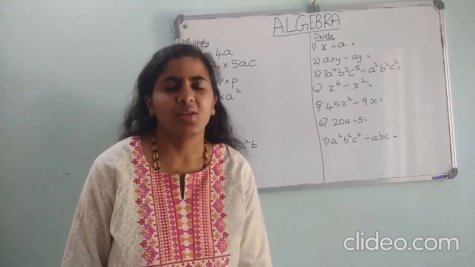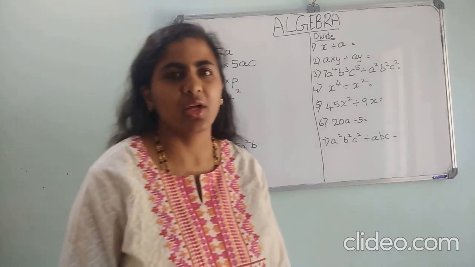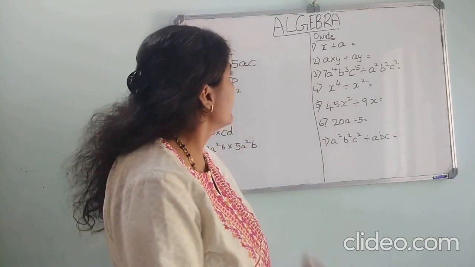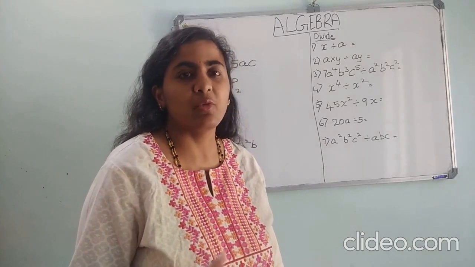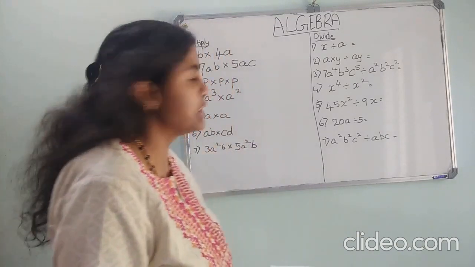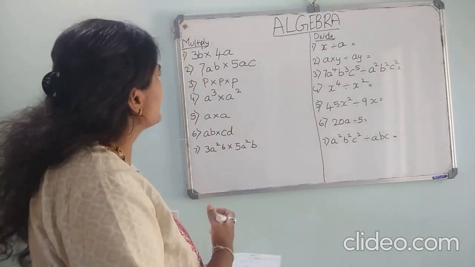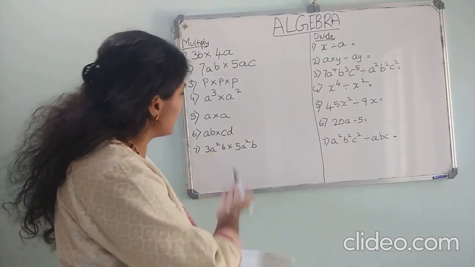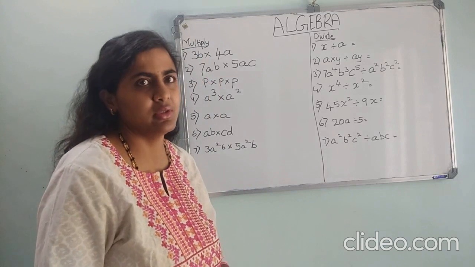Hello students, last class we did an introduction to algebra and formed algebraic equations for statements, for addition and subtraction. Today we will be doing multiplication and division. If we are given sums like this, how do we solve them?